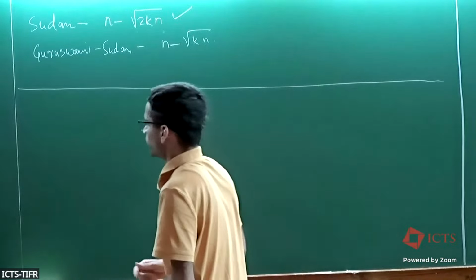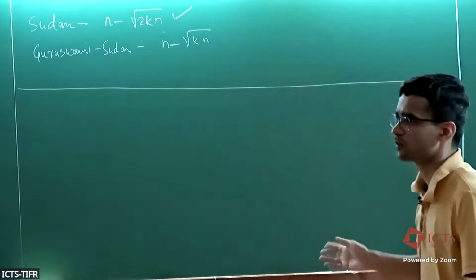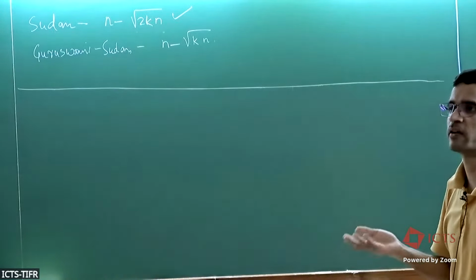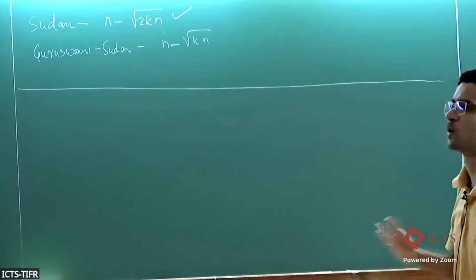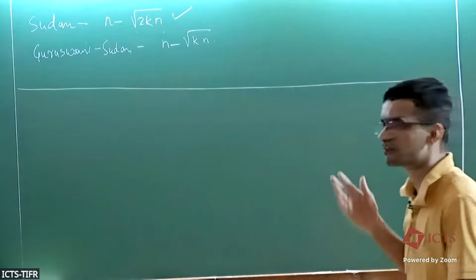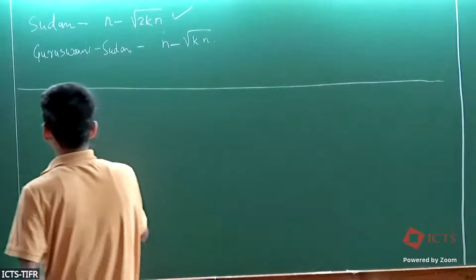Okay, great. So this algorithm of Sudan that we are going to see is going to be a generalization of the Berlekamp-Welch algorithm that we saw in the class. So let's briefly recall what the Berlekamp-Welch algorithm was.